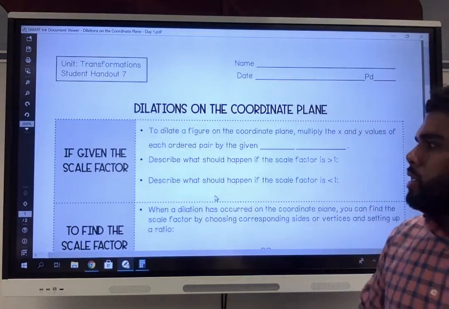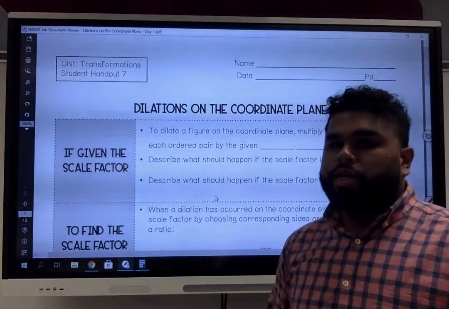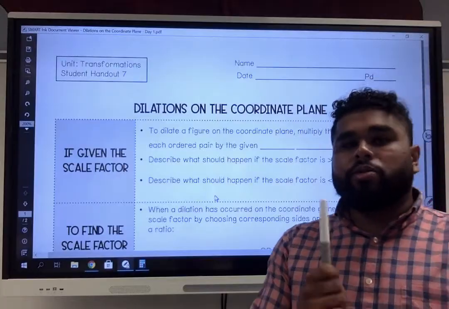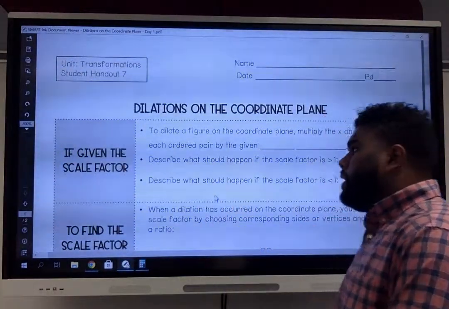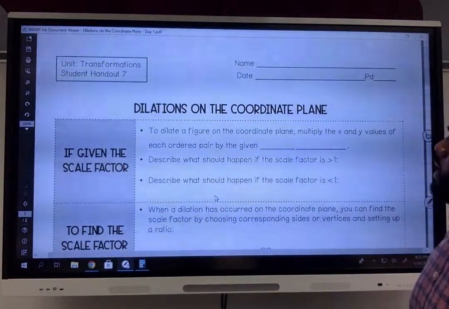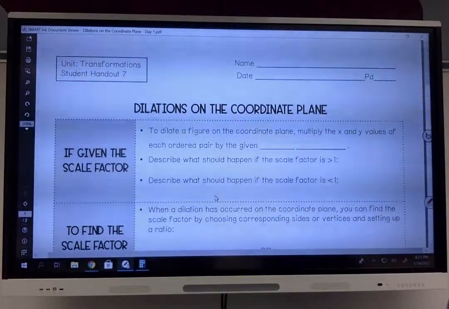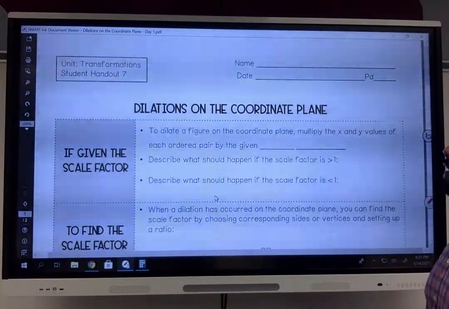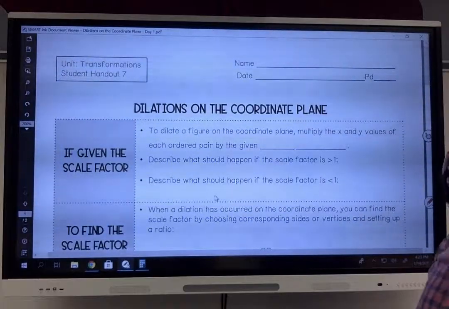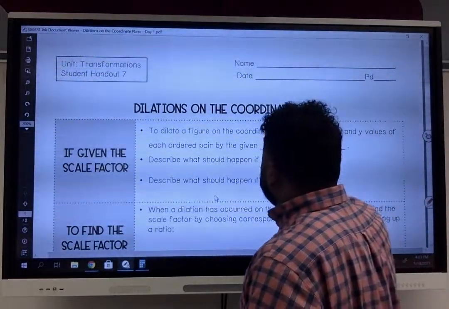Hey everybody. For transformations, we've done translations, reflections, rotations, and now we're going to do dilations. So, to dilate a figure on the coordinate plane, multiply the x and y values of each ordered pair by the given scale factor.